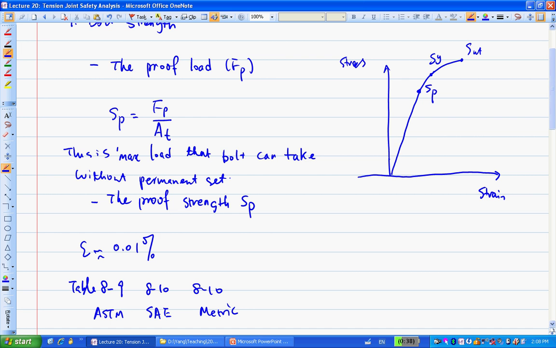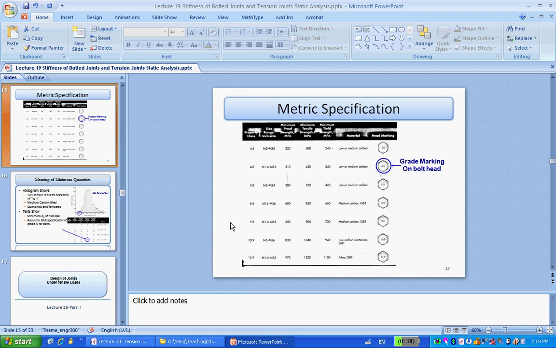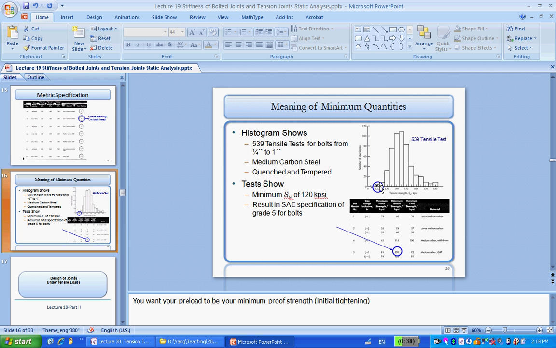Now, if you look at the table, you probably noticed one thing. In this column there's a keyword, minimum. It's always a minimum here. Basically, this is a statistical concept. If you take a whole batch of bolts and test them, you get a distribution, a histogram. The minimum value represents that batch. This is 120 KSI, for example.